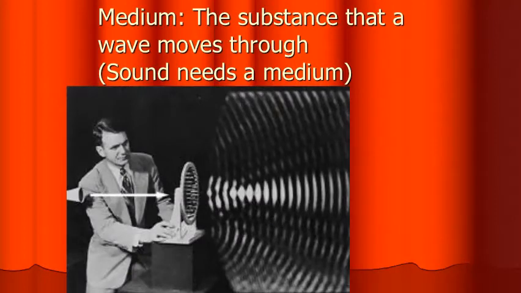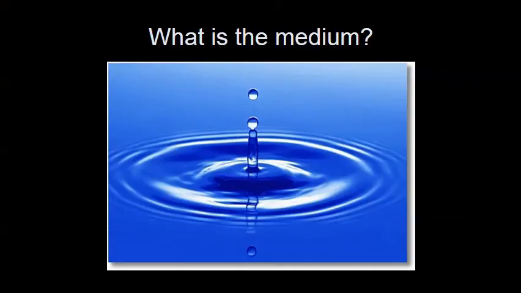And as we said before, the medium is the stuff or the substance that a wave moves through. And sound needs to have a medium. This sound is atoms getting squished. It is waves of energy that are going through something, a solid or a liquid or a gas. It doesn't matter, but it has to be something.